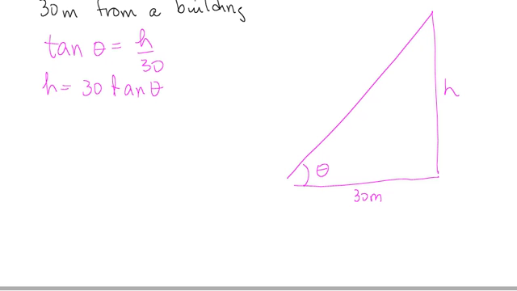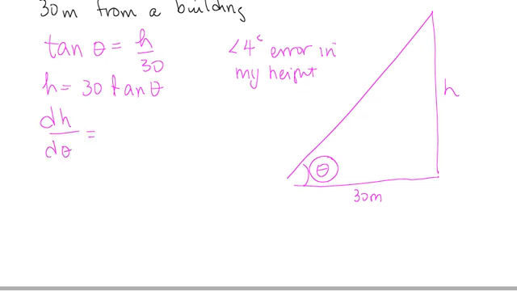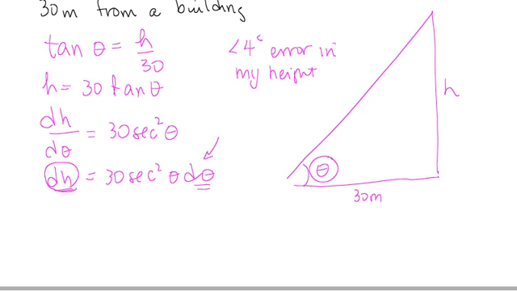My question now is, how accurately do I have to measure this angle so that I have less than a 4% error in my height calculation? If I want less than 4% error, the first thing I'm going to think about is using a differential, so I want to calculate the differential dH. That means I need to take the derivative, so dh by d theta is 30 secant squared theta, which means dH is equal to 30 secant squared theta d theta. So I'm going to have a little change in h if I have a little change in theta, and I want to know how small does this have to be so that this only represents 4% of the total.